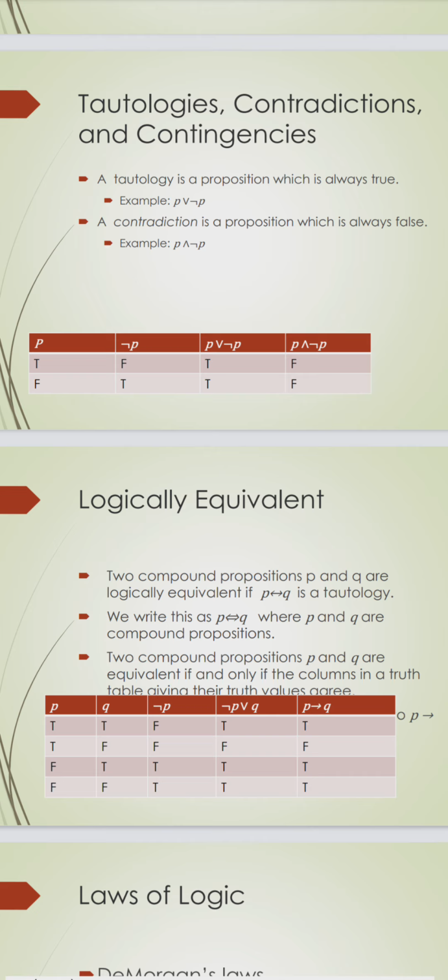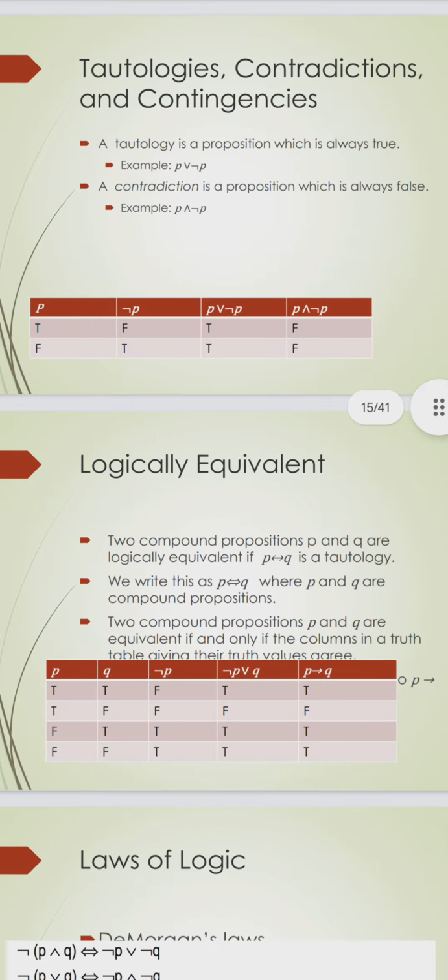Then logically equivalent. Take two propositions, P and Q. If P biconditional Q is a tautology, then P and Q are logically equivalent.